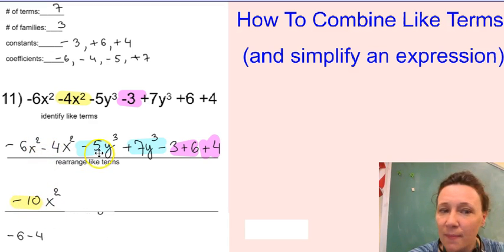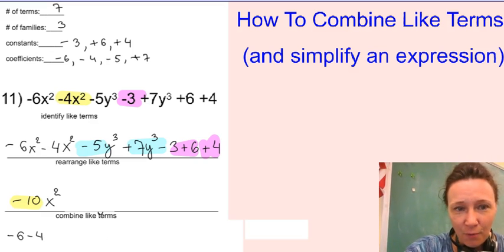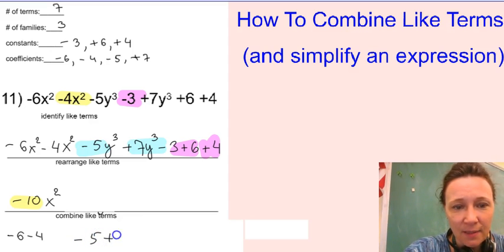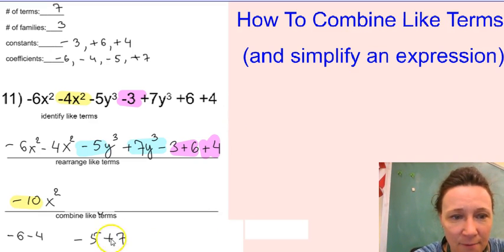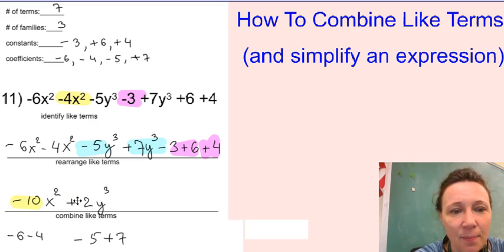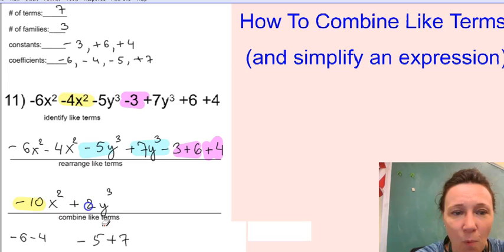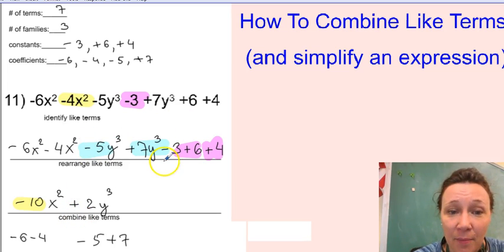We will do the same manipulation for the family of y to the third power, which means that we will work with coefficients minus 5 and plus 7. This will produce a positive 2. Remember that positive 2 is from the family of y to the third. And therefore, we combined that family.